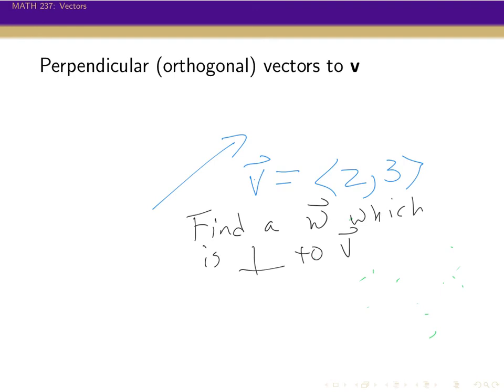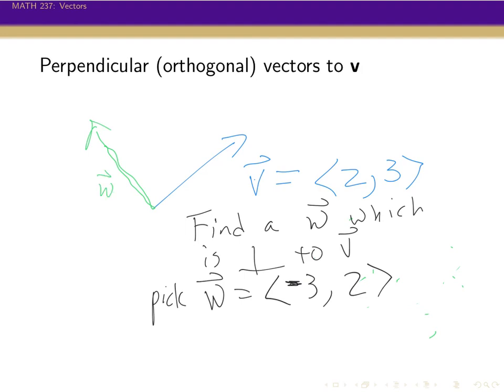Well, that means that I want the slope of w to be the negative reciprocal of v. And so the easiest way to do that is to swap the two components and make one of them negative. So for this, I can choose w to say, I'm going to swap 2 and 3, so it's going to be 3, 2, and I want to make one of them negative. So let's make the first one negative. So w is going to be minus 3, 2.